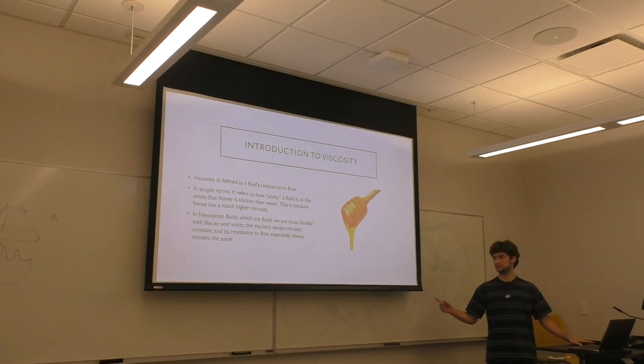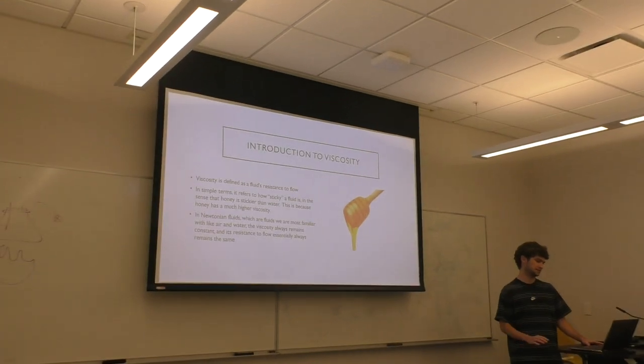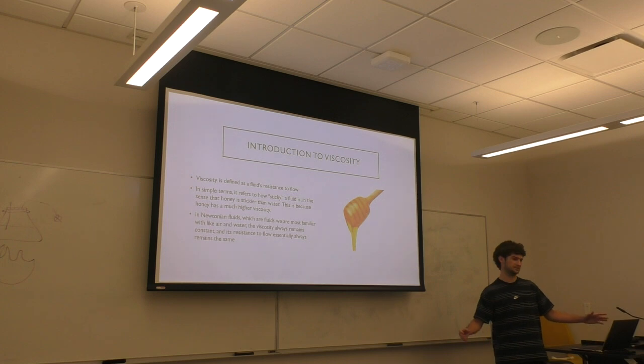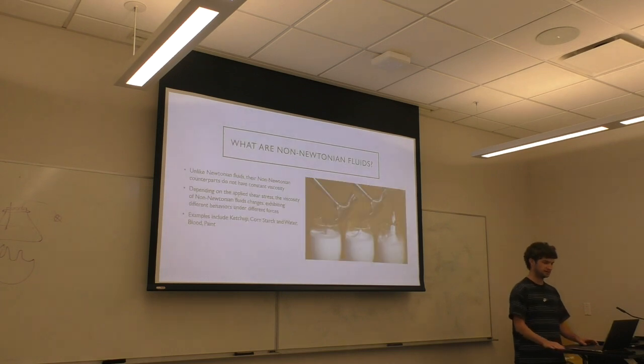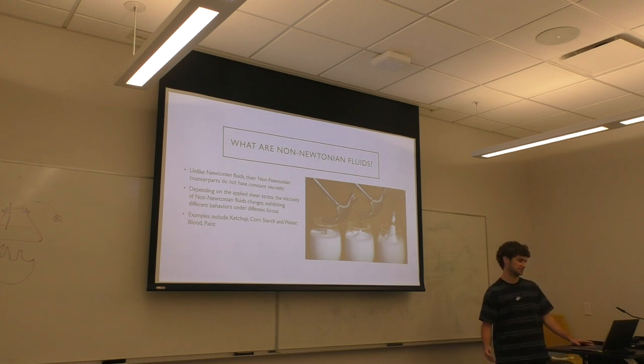Newtonian fluids, which are the opposite of what I'm going to talk about today, those are fluids that we're familiar with, like water. And the viscosity of those always remains the same, so every time you pour water, it pretty much pours the same way, because its viscosity doesn't really change. But I'm going to be talking about non-Newtonian fluids. Unlike Newtonian fluids, they do not have constant viscosity. The viscosity of a non-Newtonian fluid changes depending on the forces and shear stress that you enact on it.